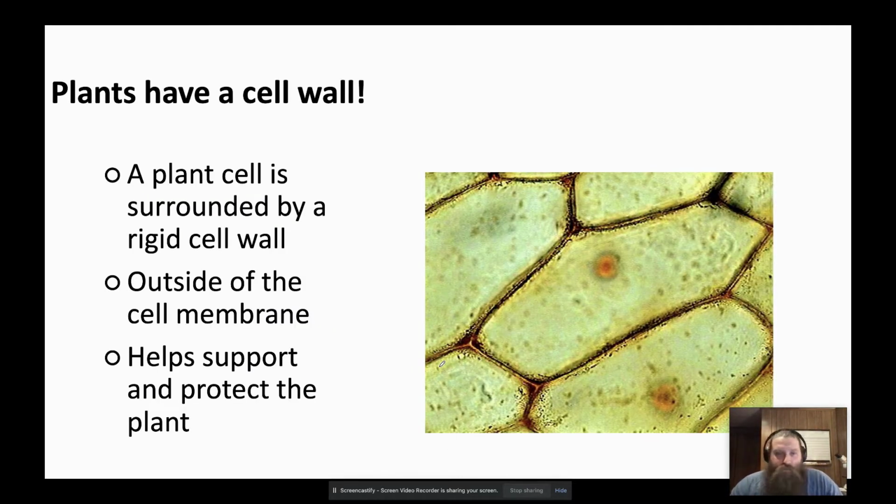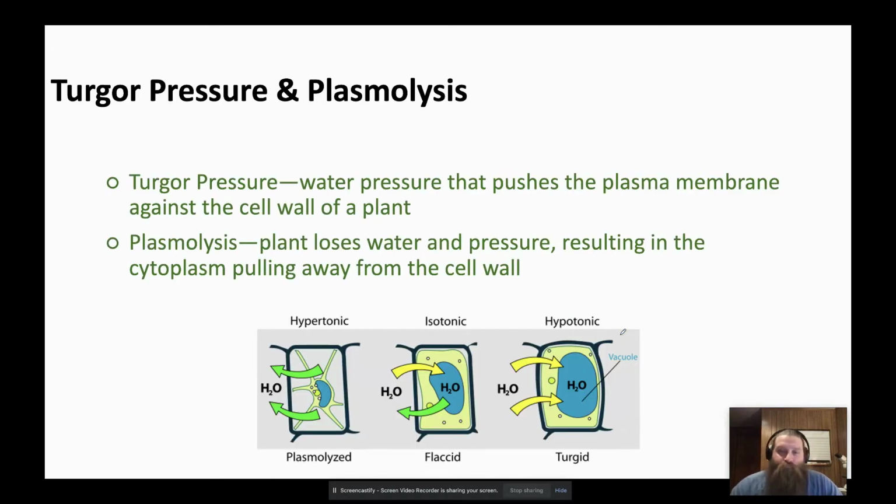Now, we do know that plants have a cell wall. That cell wall is rigid, and it has a cell membrane right inside. So the cell wall is right outside the cell membrane. It's going to support the plant. It's going to help hold it up. It's going to help protect the plant from damage, since, obviously, a plant can't run away.